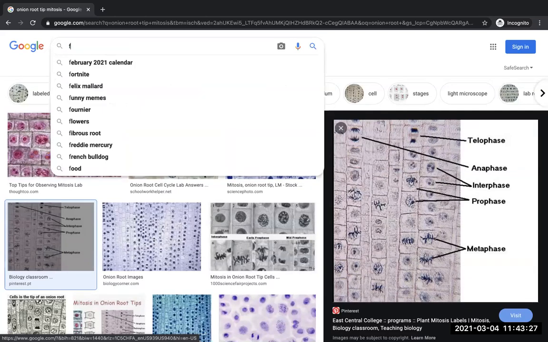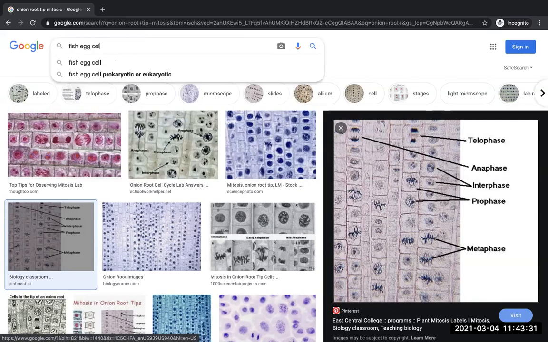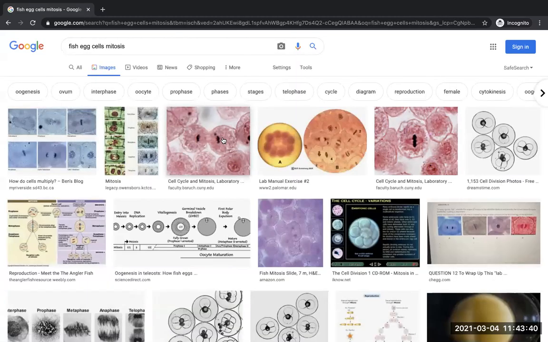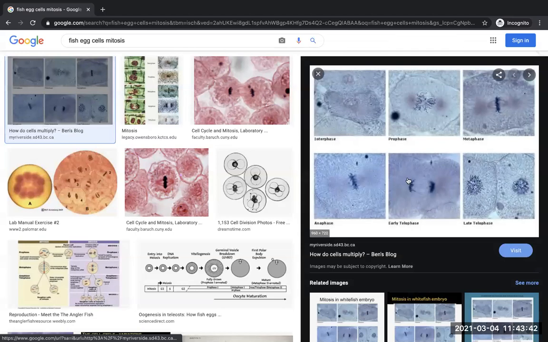Another slide we would have looked at is the fish egg cells. That's the animal. So the onion root tip is the plant. So this is what that would have looked like. So it's a little bit harder to see. It's a little more blurry.